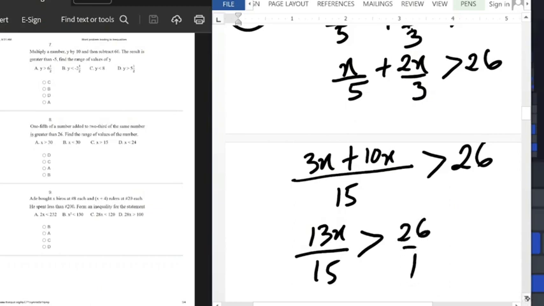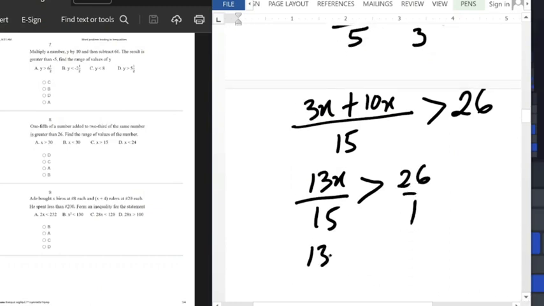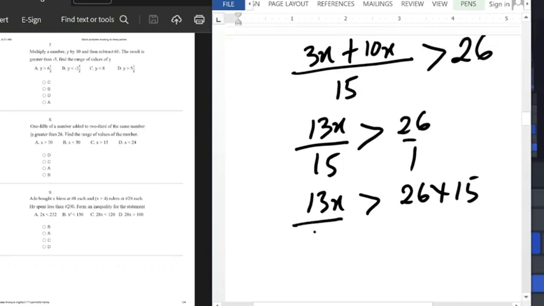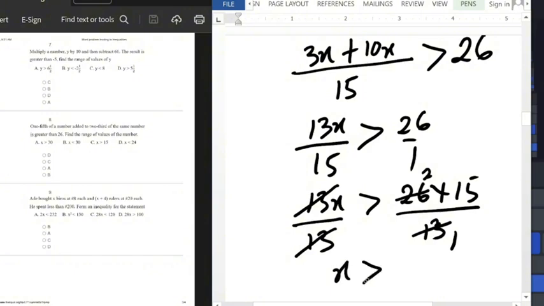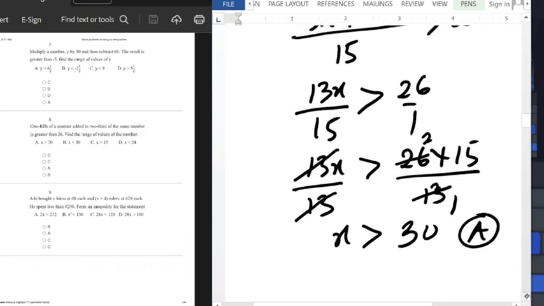So let's make this 1 over 1. When we cross multiply, we're going to have 13x greater than 26 multiplied by 15. So from here, we can divide both sides by 13. 13 cancels 13, 13 here is 1, 13 in 26 is 2. That means x is greater than 30. That is option A. I hope that is clear, right?